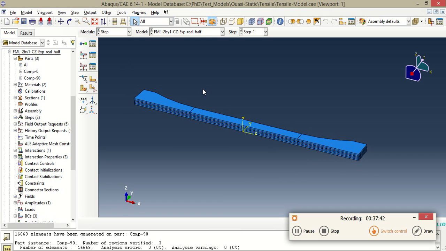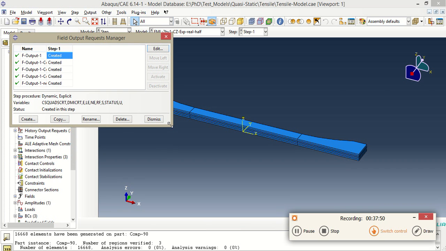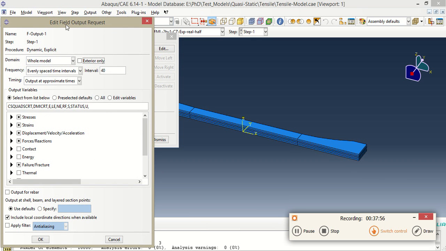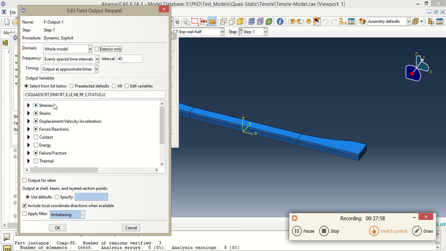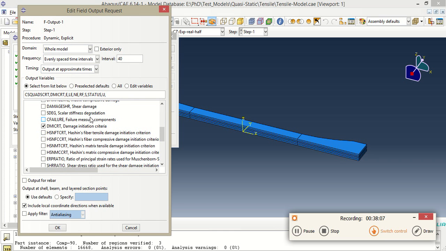Now, okay, just go there, and this is the field output request. What we need in the output is being given here. So first, output the whole of the model, what stresses you require, strains you require, and all these things you require. Apart from that, you also require a failure damage initiation criteria. This is for the whole model.